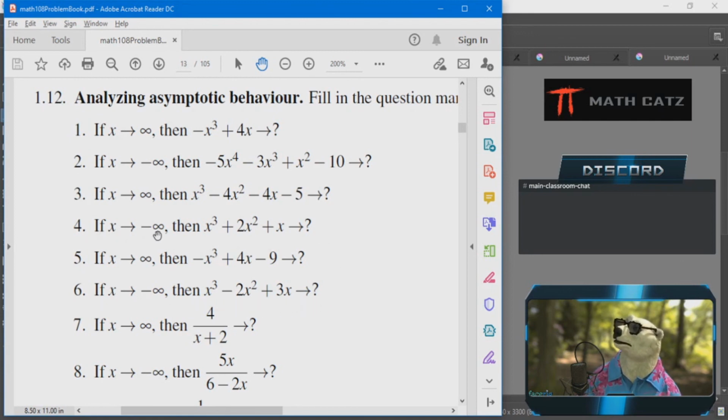Okay, x goes far to the left. How does this polynomial behave? How does this polynomial behave? Just to get used to only looking at the leading term. The rest of this, it doesn't matter. It's completely irrelevant for long-term behavior.